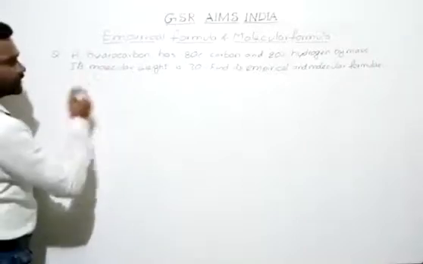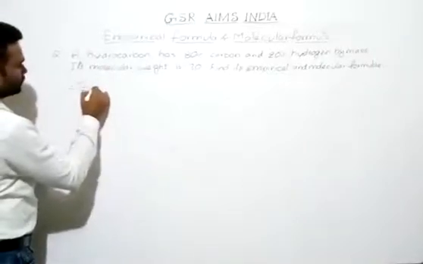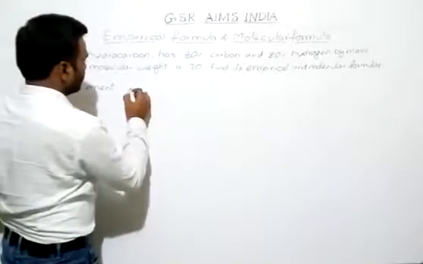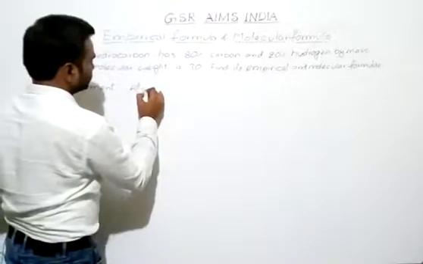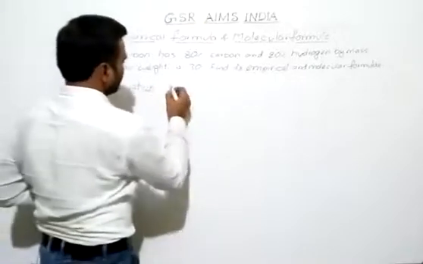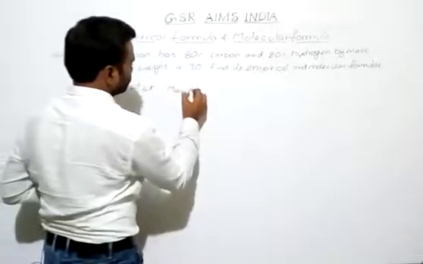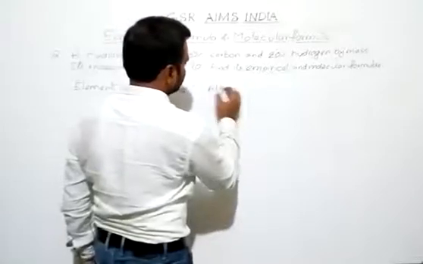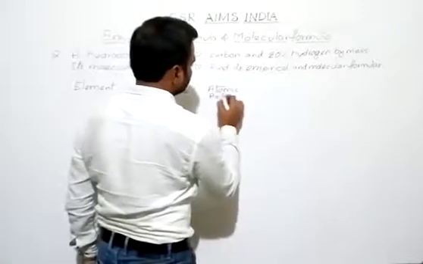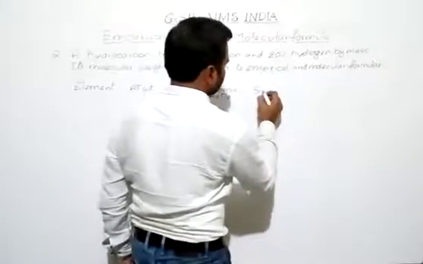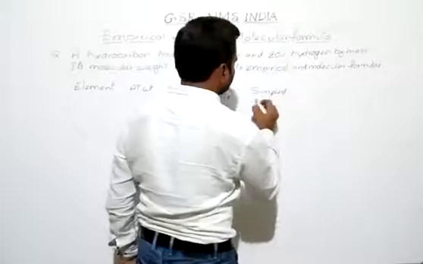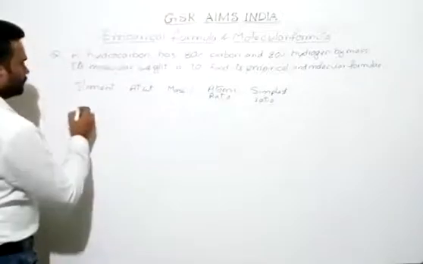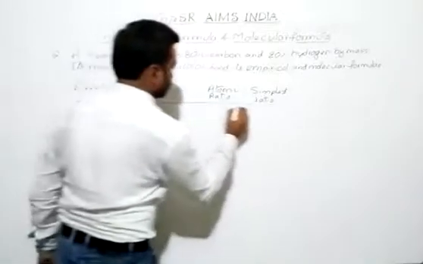First let us see what elements are present in it. Element name and its atomic mass or atomic weight. Then mass percentage, which is given from the problem. Then we take atomic ratio, and last simplest ratio. So let us draw a tabular column with this.